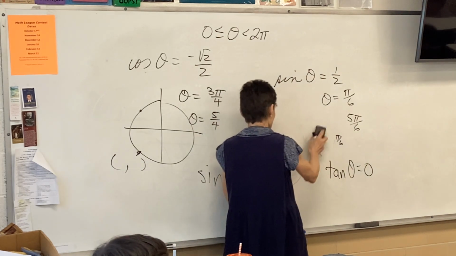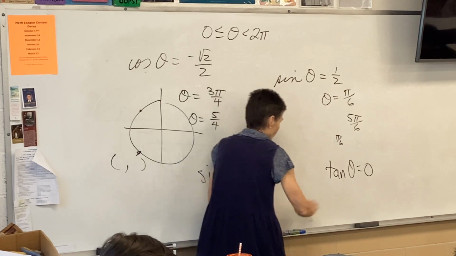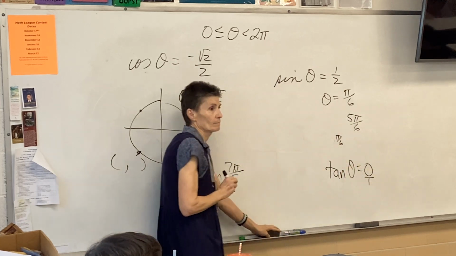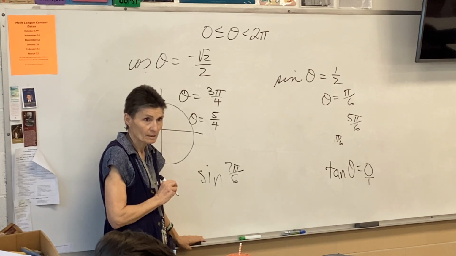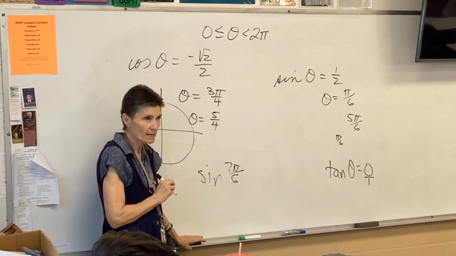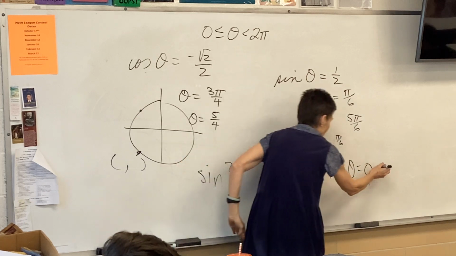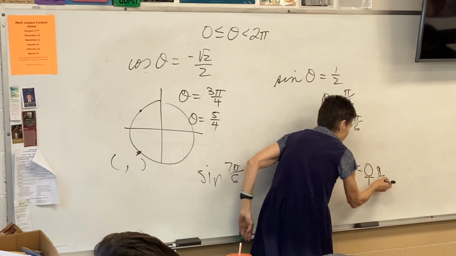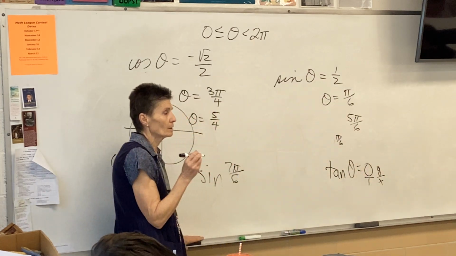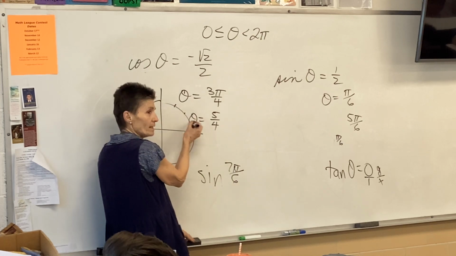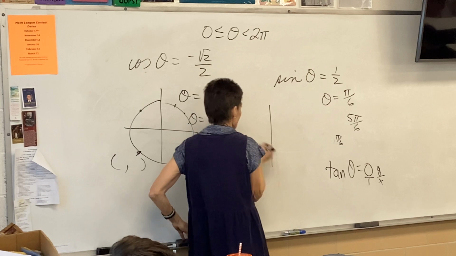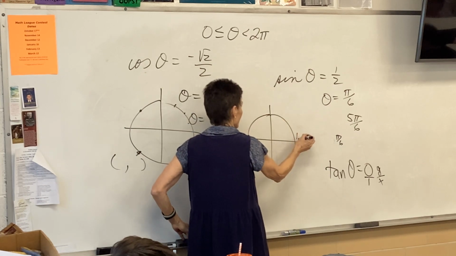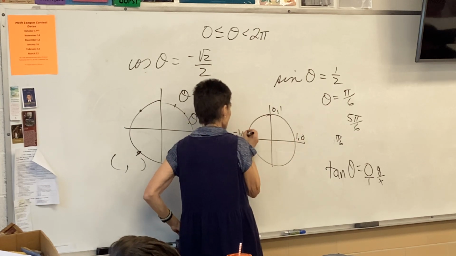First of all, it's a 0. Where will I look if the tangent, which is y over x, is 0? I am not looking here, am I? No. I've got to be looking somewhere on the axis.